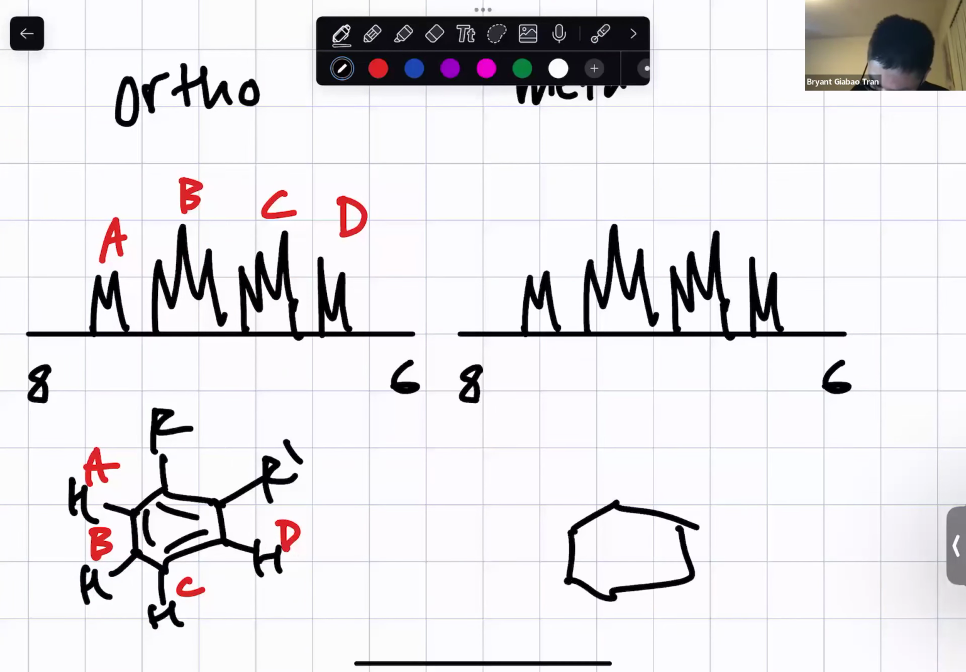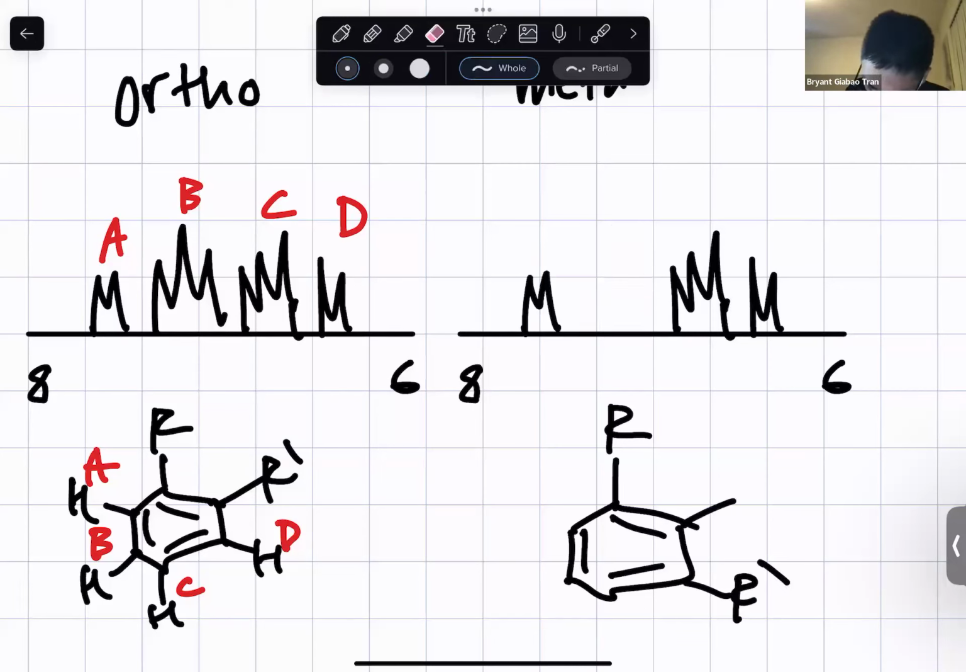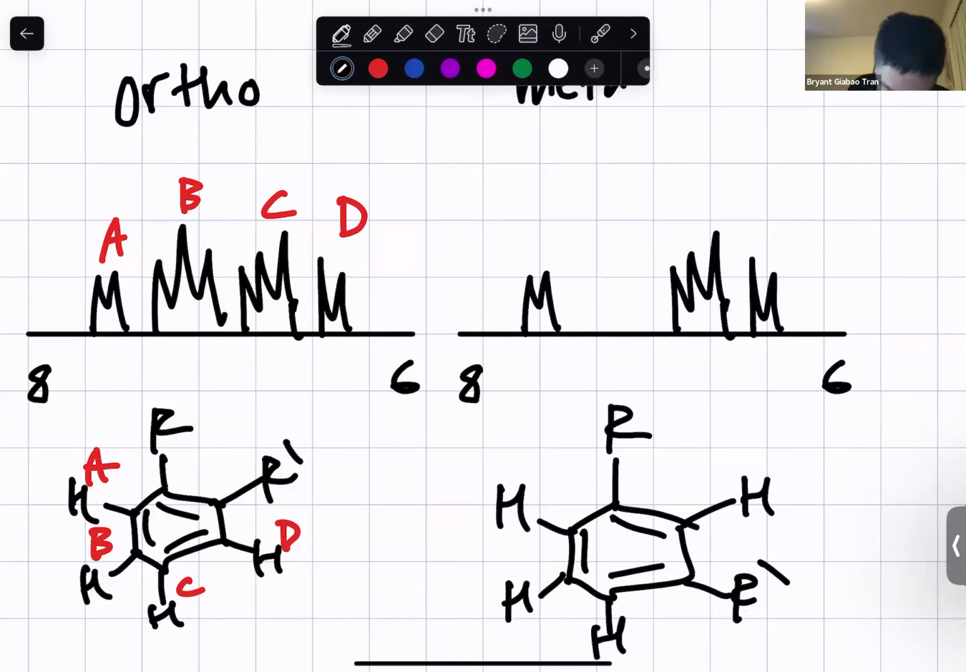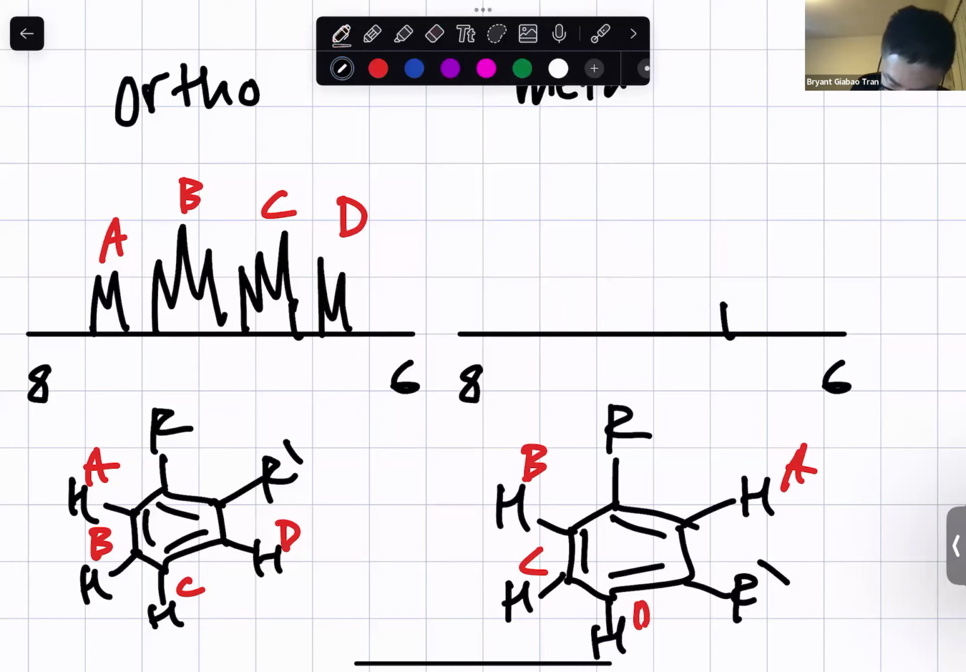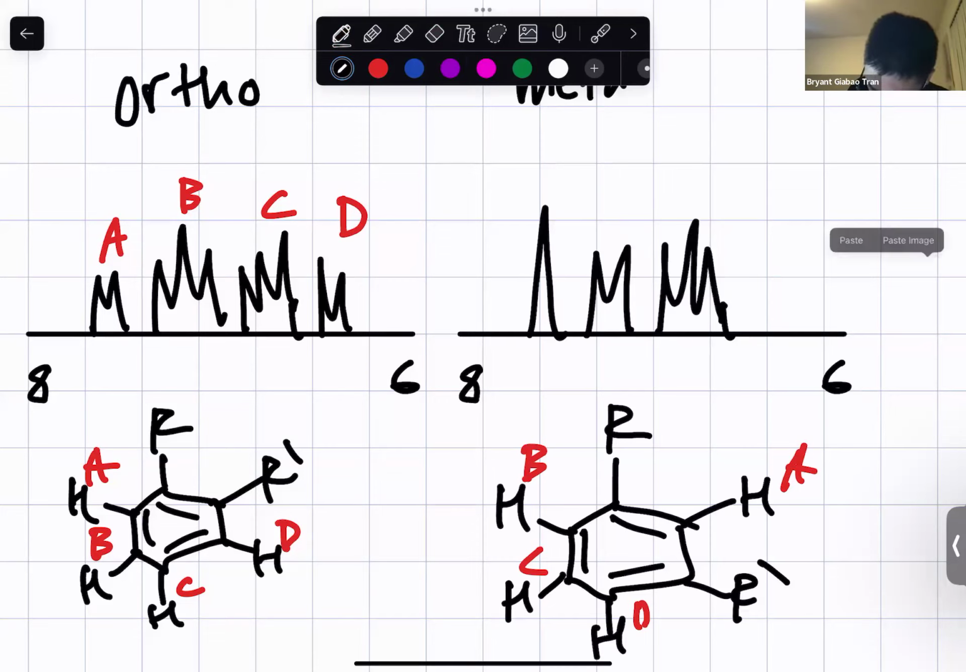But for meta, if your 2 R groups are meta to each other, we are going to have something else. Let's say this is A, B, C, D. Hydrogen A has 0 neighbors, so it should show up as a singlet. B has 1 neighbor, doublet. C has 2 neighbors, triplet. D has 1 neighbor, doublet.